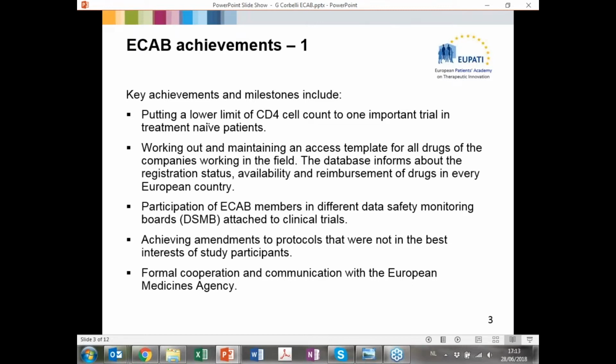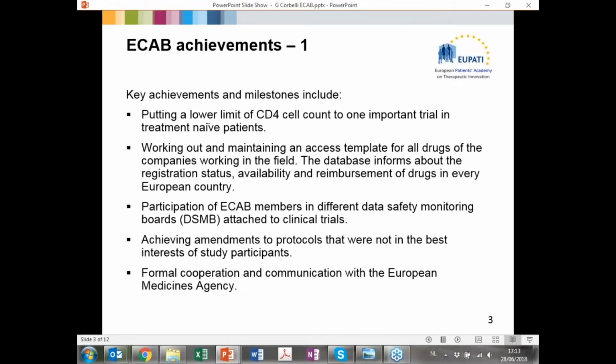Thanks to this work as a community group with pharmaceutical companies and drug developers, Ecab was able to achieve some very important milestones, like better defining the criteria for clinical trials, especially for treatment-naive patients, to make them safer for those participating in the trial, but also constantly monitoring the registration, reimbursement, and availability of drugs within all the European countries, working out and maintaining this access template to monitor all the issues.